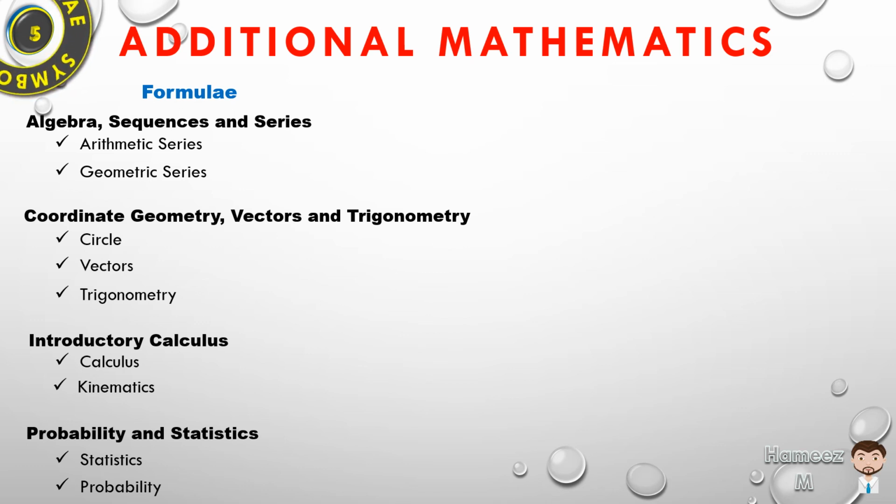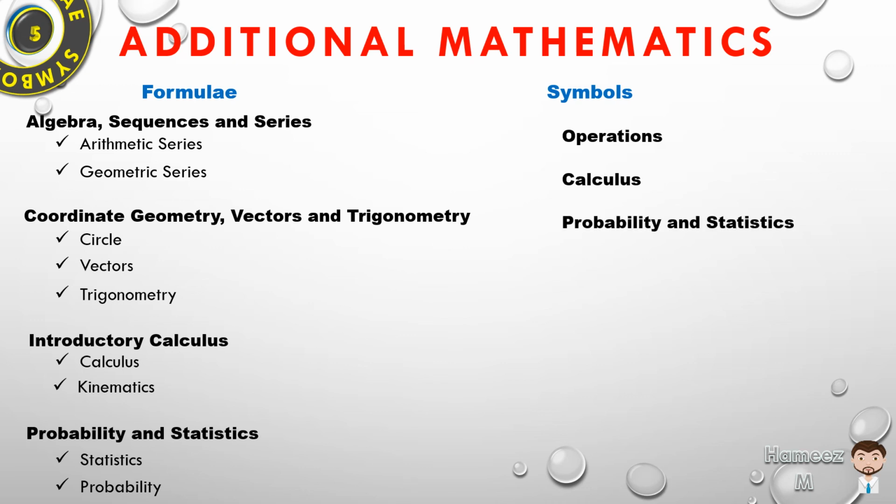So that means in both paper 1 and paper 2, we will be given a formula sheet which has all these formulae covered. The syllabus also identifies symbols that will help us to gather what's happening, and those symbols will be on operations, calculus, probability and statistics, vectors, kinematics, and any other symbols that may appear in our CSEC Add Maths syllabus.